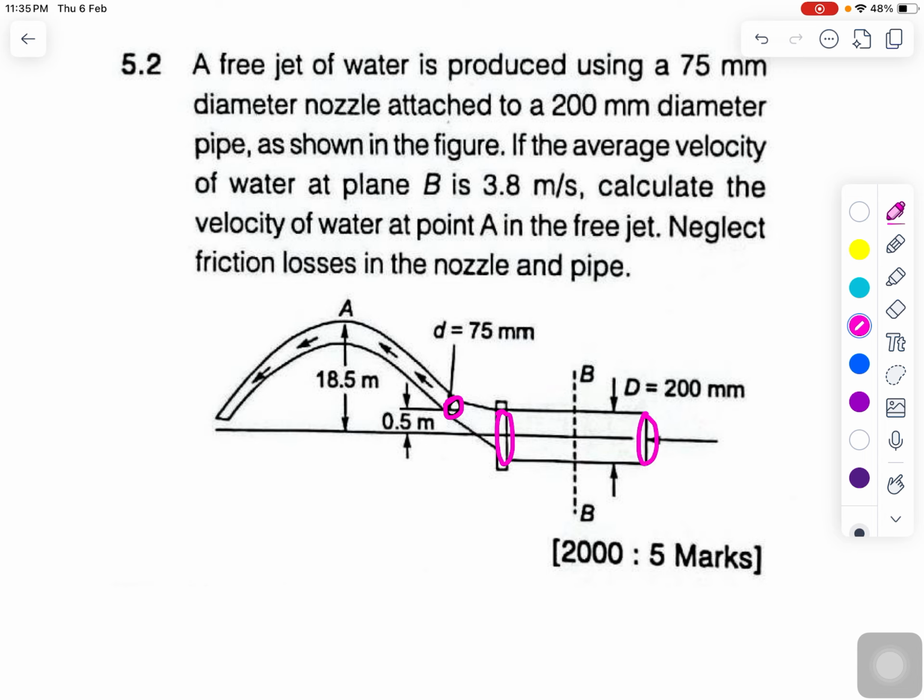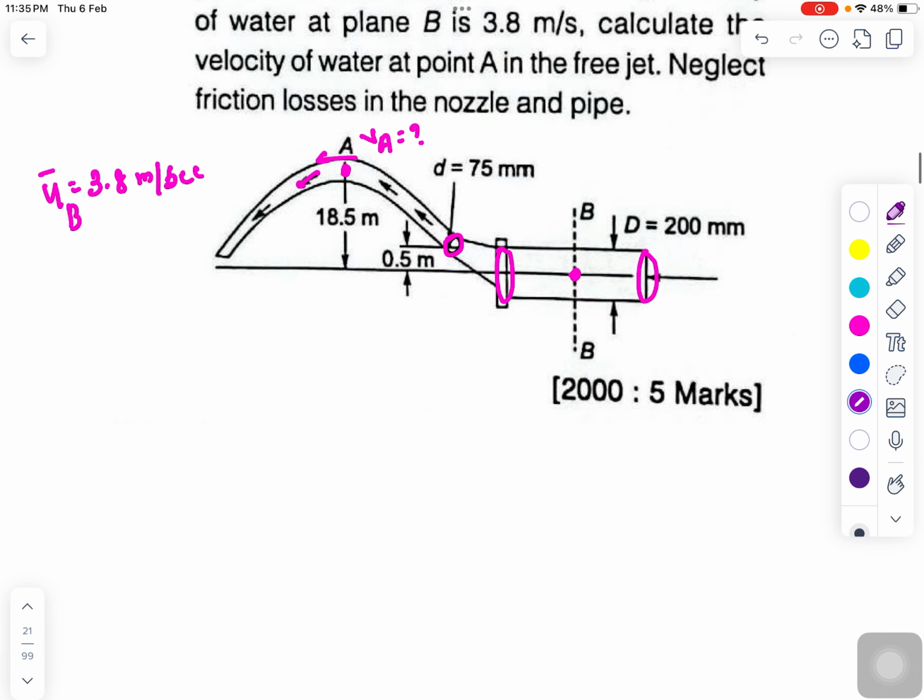If the average velocity of water at plane B is 3.8 meters per second, so the average velocity u bar is given, that is 3.8 meters per second at point B here, right? So the average velocity at point B is given. Calculate the velocity of water at point A. So you are supposed to calculate the velocity of water at point A. VA is equal to what? Neglecting the frictional loss in the pipe. So you are not going to consider any frictional loss.